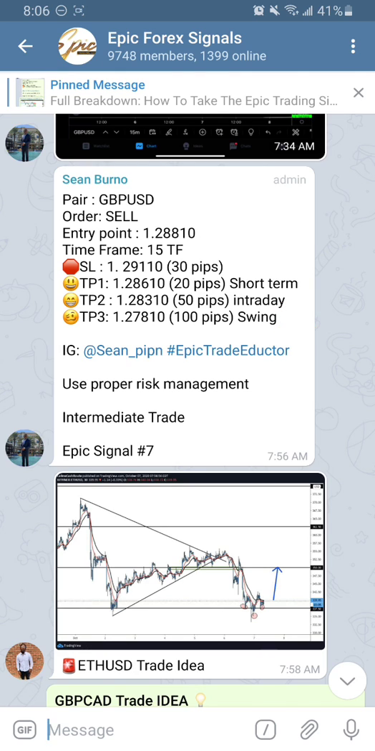But given the fact this is GBP USD, take profit 3 usually happens very, very quickly, because it moves so many pips, right? In which you will learn this in Epic University, and how the different pairs move and the average pips that they move per day.